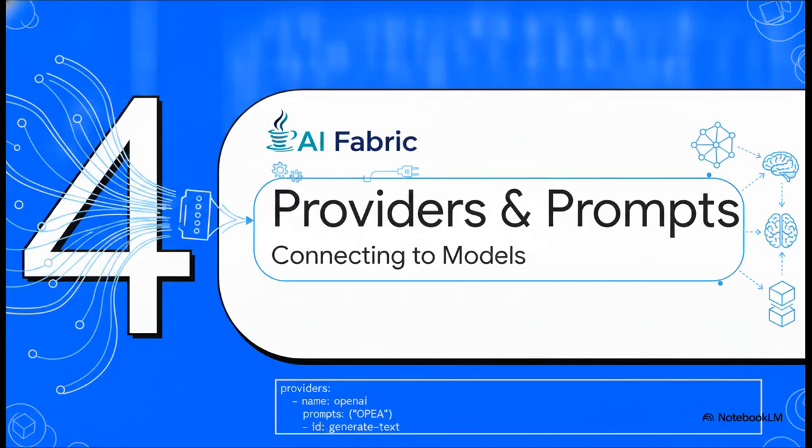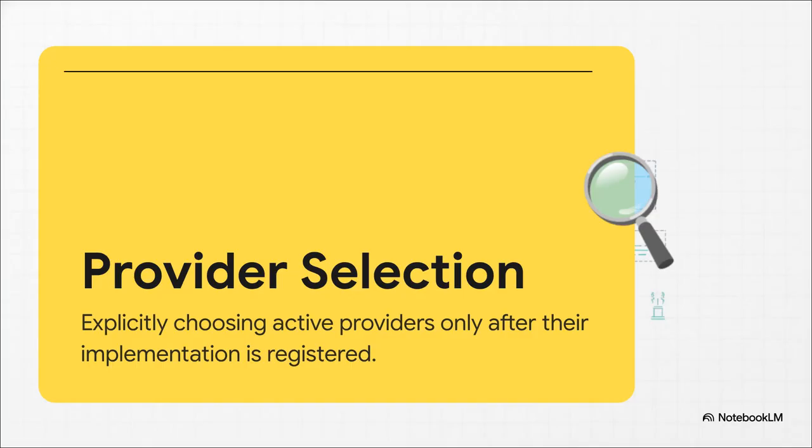Which brings us to Section 4, routing providers and prompts. It is absolutely vital to separate two specific phases in your mind: provider registration versus provider selection. Look, you literally cannot select an LLM, an embedding, or a vector provider until its implementation has been correctly registered as a Spring Bean first.